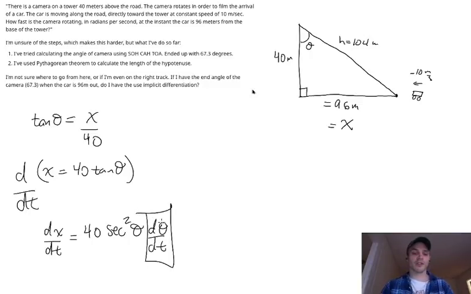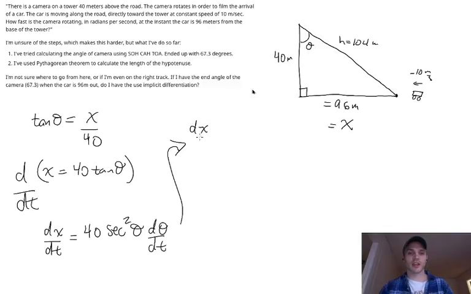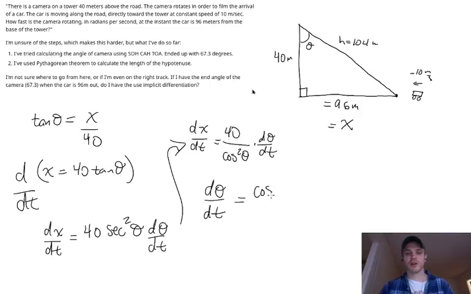We are looking for this value, so maybe I'm going to rewrite this and then solve for d theta/dt. So this is going to come up here. So we get dx/dt, which is equal to 40. Now, secant is equal to 1 over cosine. So this is 40 over cosine squared theta times d theta/dt. Now I can solve for d theta/dt. I'll multiply by cosine squared, divide by 40. So d theta/dt is going to be cosine squared of theta divided by 40.